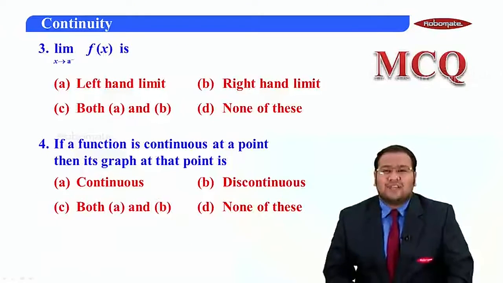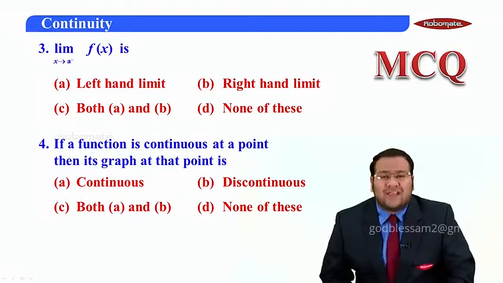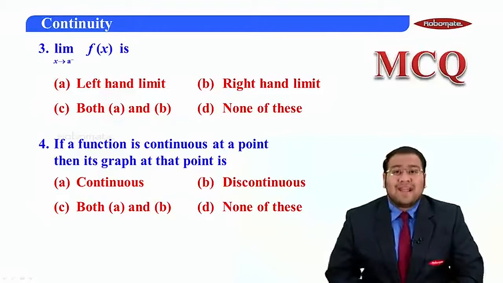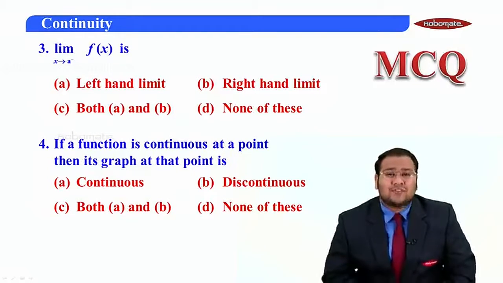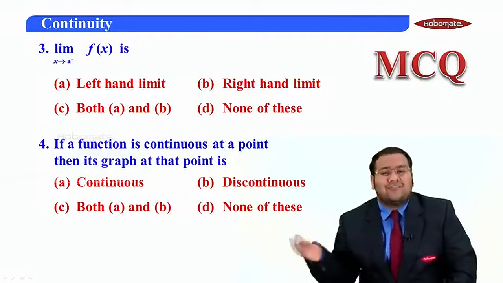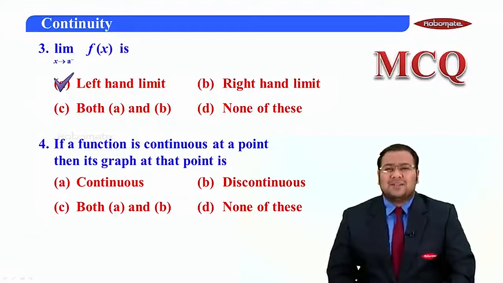Moving ahead. The third question says, limit x tends to a minus f of x is. This is a very simple question for you all now. Limit x tends to a minus. Anything which is minus, well, it is on the left hand side. Hence, the answer is left hand limit.